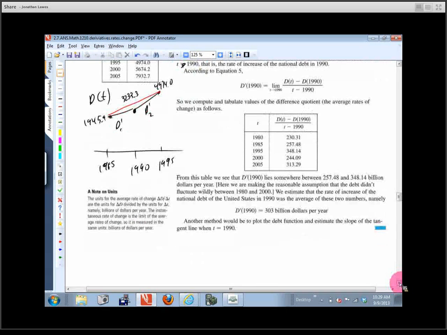Okay. What are the units in that? Yeah, since this is the debt in dollars and this is in years, it's going to be dollars per year. Okay? It's going to be an estimate for how much the debt was increasing per year right around 1990. Okay. Any questions?